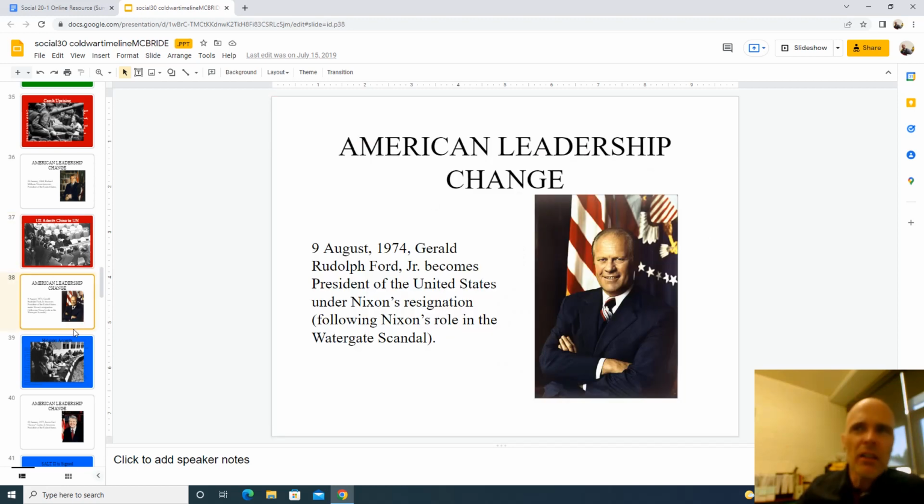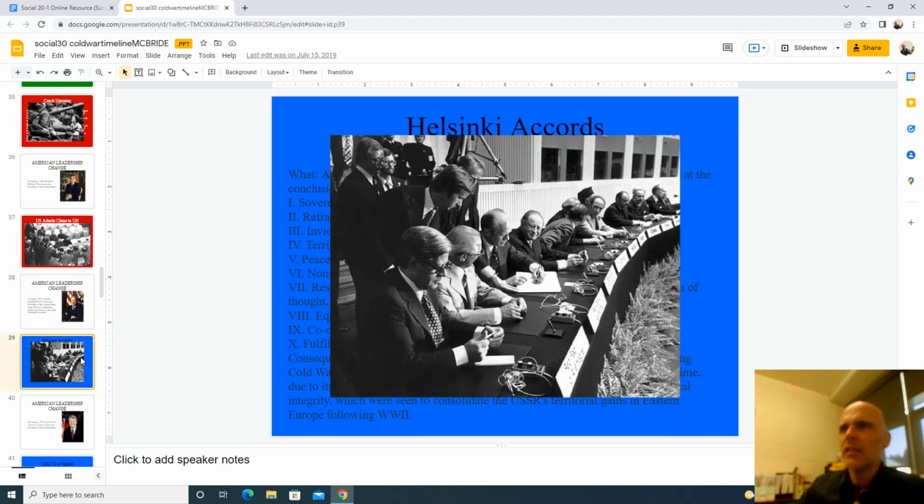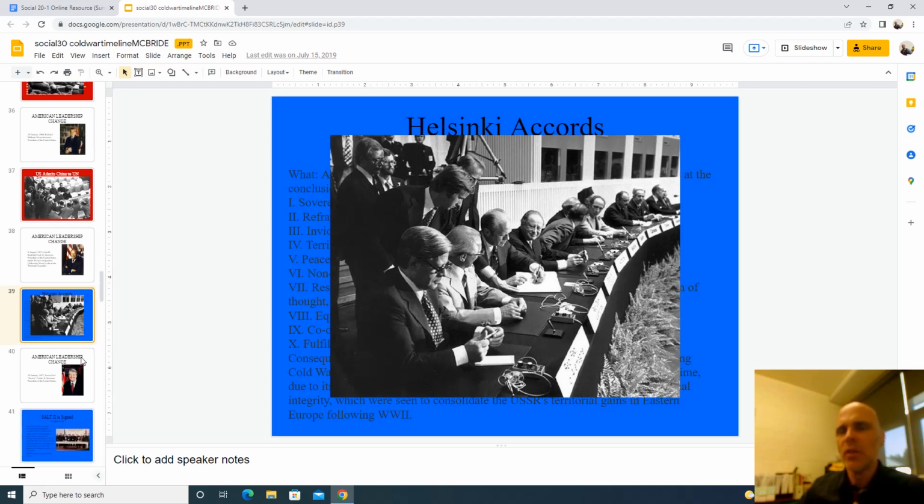Now, Nixon's going to be caught in a scandal called the Watergate Scandal, spying upon his political opponents during the election. So he's going to step down, and his vice president, Gerald Ford, will become president. He's not really going to be that memorable, but at least under his administration, the U.S. and USSR signed what is called the Helsinki Accords, which basically say that they both recognize each other's spheres of influence.